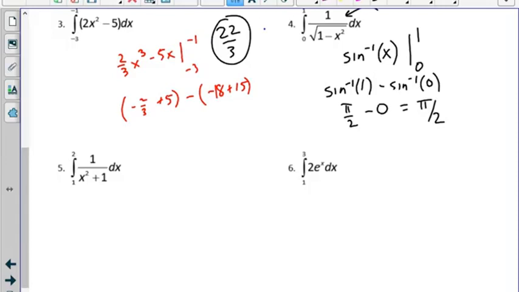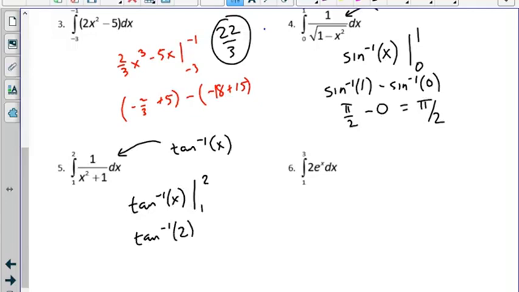Number 5, the integral from 1 to 2 of 1 over x squared plus 1. The thing that I should recognize out of this is this comes from tangent inverse. So if I take the derivative of tangent inverse, I get 1 over x squared plus 1. So that means that the antiderivative of 1 over x squared plus 1 is tangent inverse of x. I'm going to evaluate this from 1 to 2. So I get tangent inverse of 2, which we don't know how to simplify, minus tangent inverse of 1. We do know that tangent inverse of 1 is pi over 4. So we can say tangent inverse of 2 minus pi over 4 is the answer to number 5.